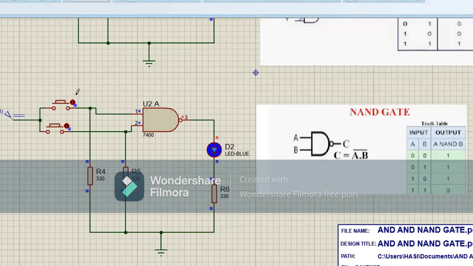This can be seen here. As both the inputs are low, the output is high. Similarly, if both the inputs are high, the output is low. If any one of the inputs is high, the output is still high.